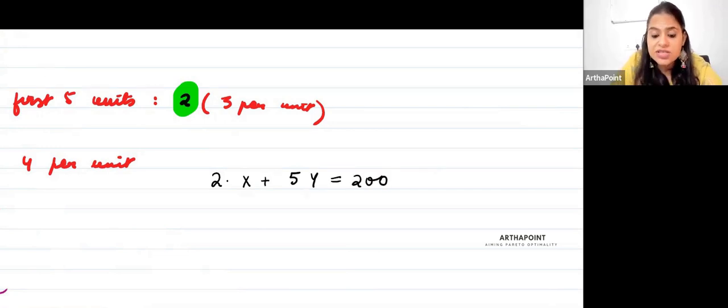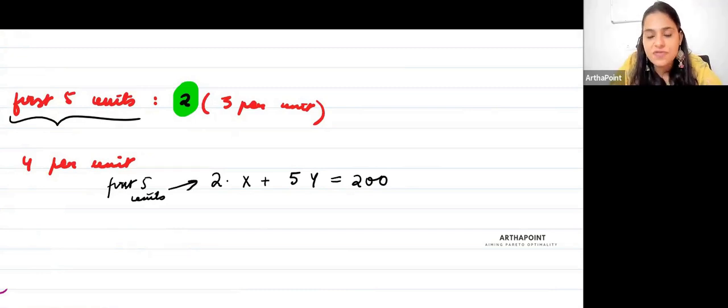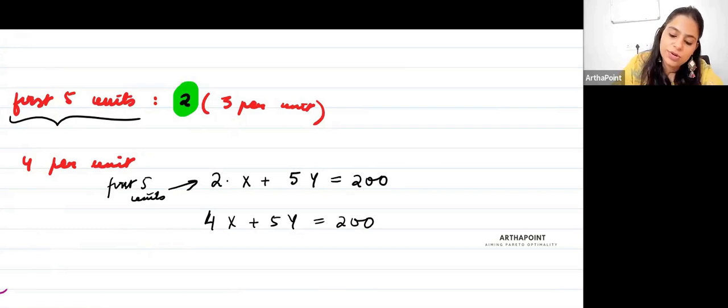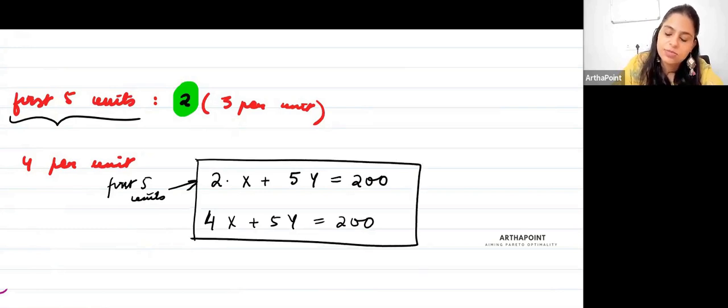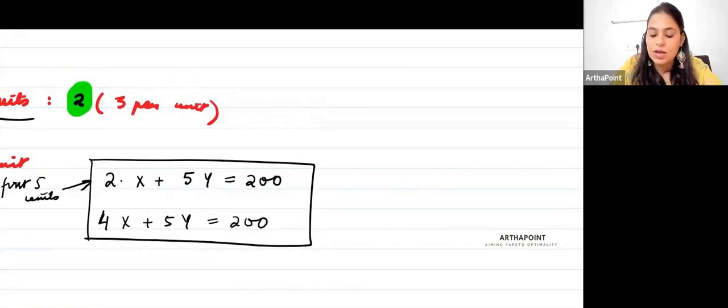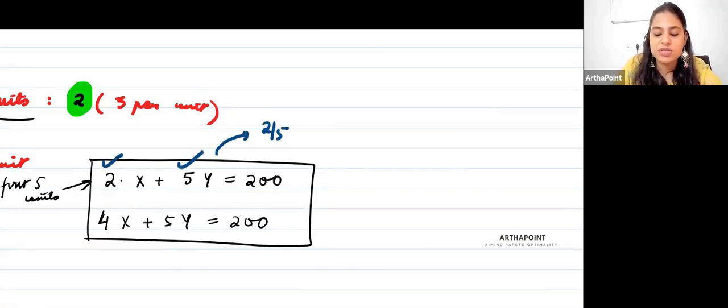This is for the first 5 units. And after these 5 units, what is your budget line? It will be 4X plus 5Y is equal to 200. This is what is happening. So just note, for the first 5 units, if I ask you what the slope is, the slope will be 2 by 5, price of good X by price of good Y. And what is the slope later? It is 4 by 5.